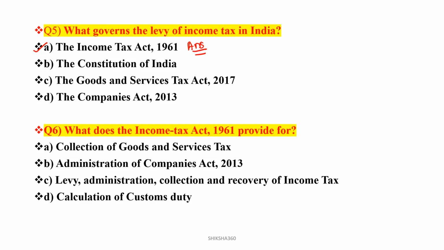Clear? So basically it provides for levy, administration, collection and recovery of the income tax. Clear? Levy, administration, collection and recovery of the income tax. So option C will be the answer here. Clear? Option C will be the answer here.